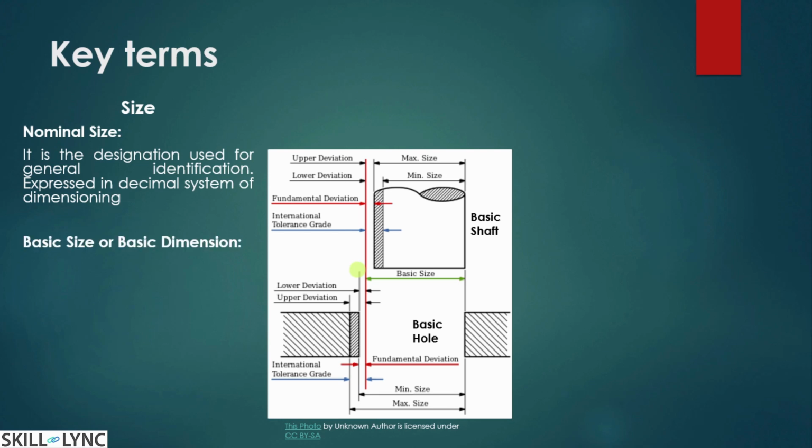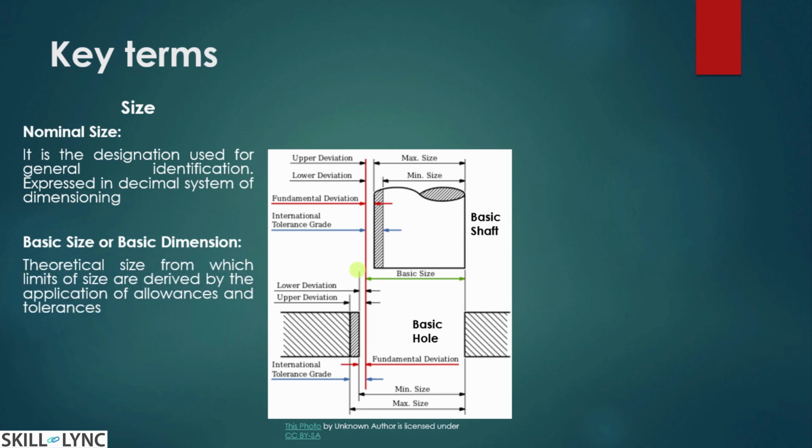So next what we see is the basic size or the basic dimension. It means the theoretical size based on which the limits are derived for applying the allowances or tolerances. There is a very subtle difference between nominal size and the basic size. But basic size always refers to the theoretical dimension that can be used, but the nominal size is used to denote the base reference as a general identification technique.